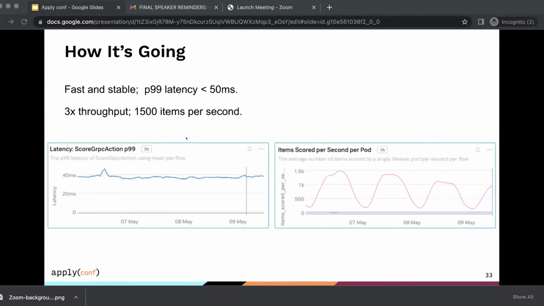So how's it going? This is Weaver as of a couple weeks ago. As you can see, it's now fast and stable. Our P99 latency is consistently under 50 milliseconds, which is really nice because that's twice as fast as our initial requirement. And we're doing a throughput of 3 times, about 1,500 items per second per pod. And we don't really see any sign of degradation. So we do think we can push this even further.